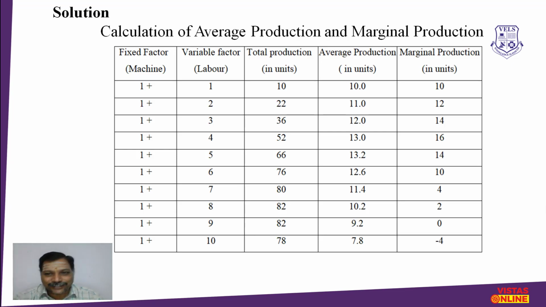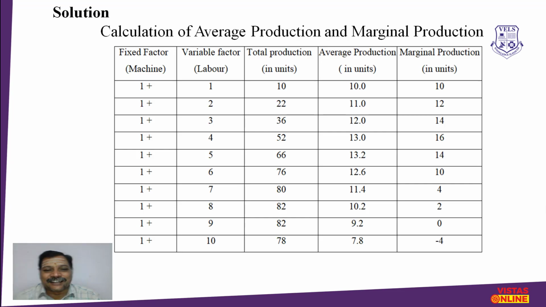So how to calculate this marginal production? Current row minus the previous row. For the third laborer, 36 is the output. The previous output is 22. So 36 minus 22 is 14. Likewise, we have to calculate the marginal production. So the values go like this: 10, 12, 14, 16, 14.